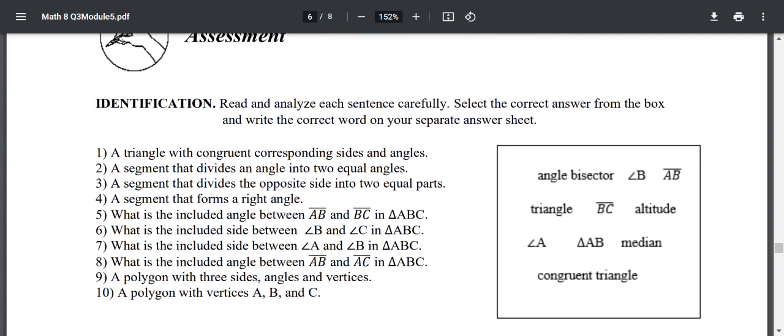And then you have your assessment. You answer this one on the answer sheet. So in the choices, this is not triangle AB, but this is triangle ABC. In naming a triangle, we should use the three vertices. So this is triangle ABC.